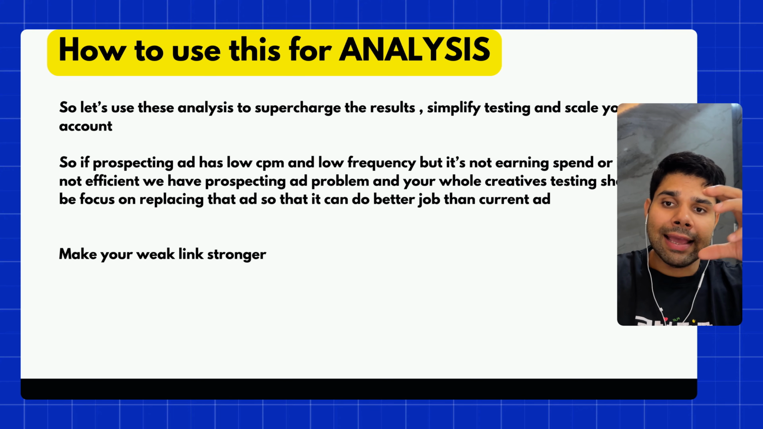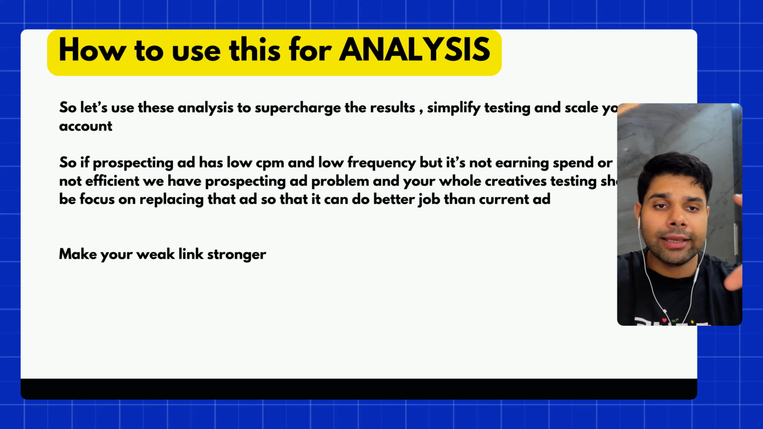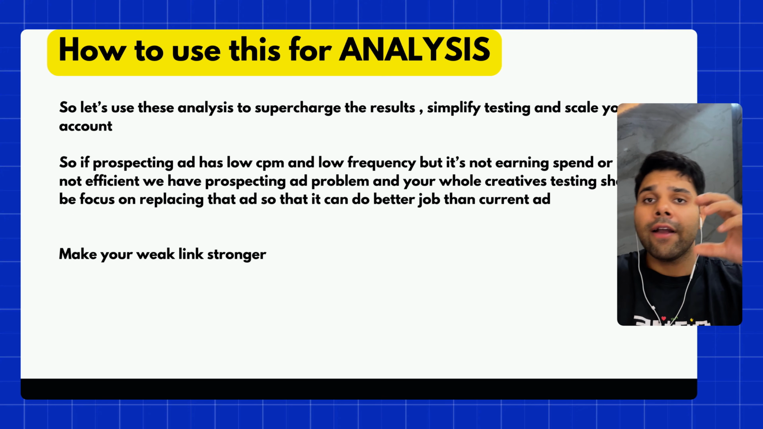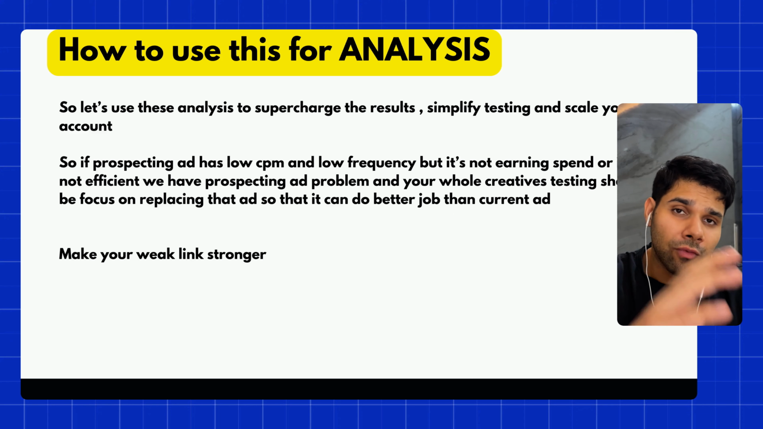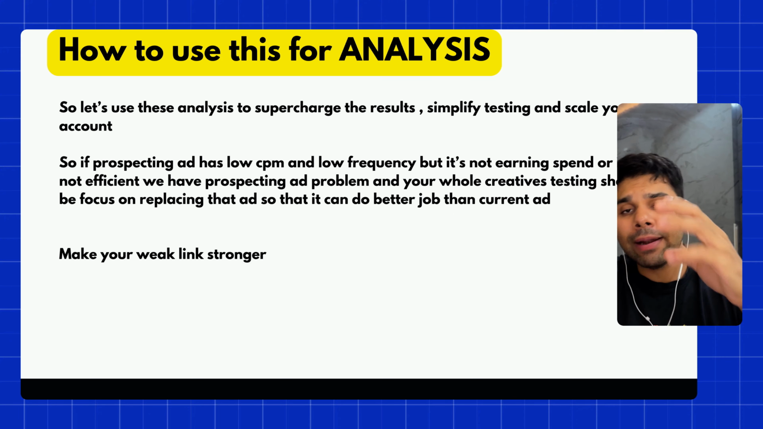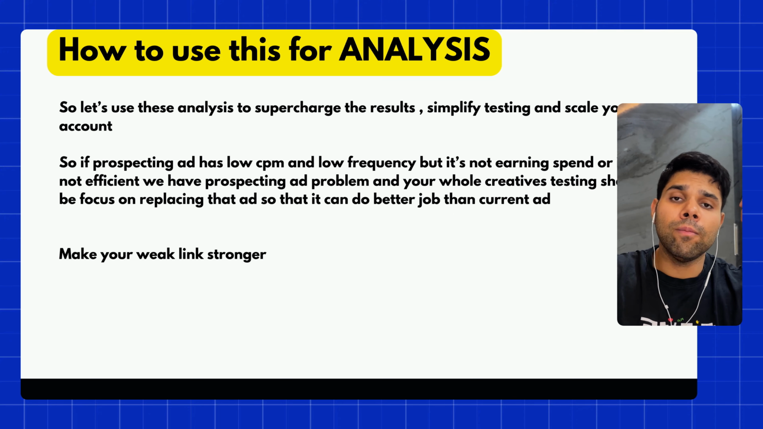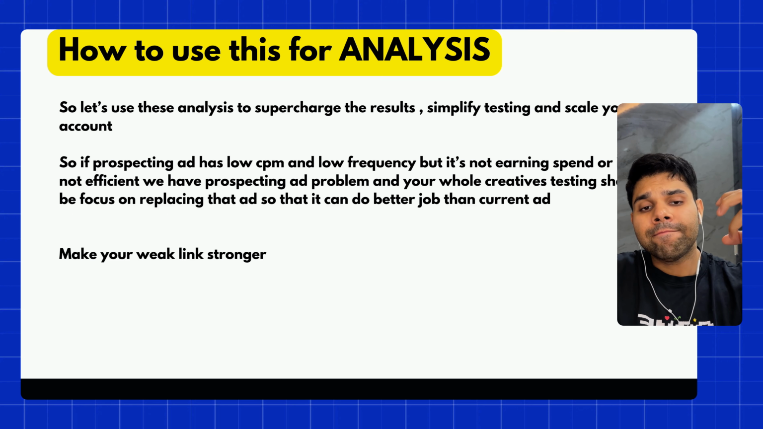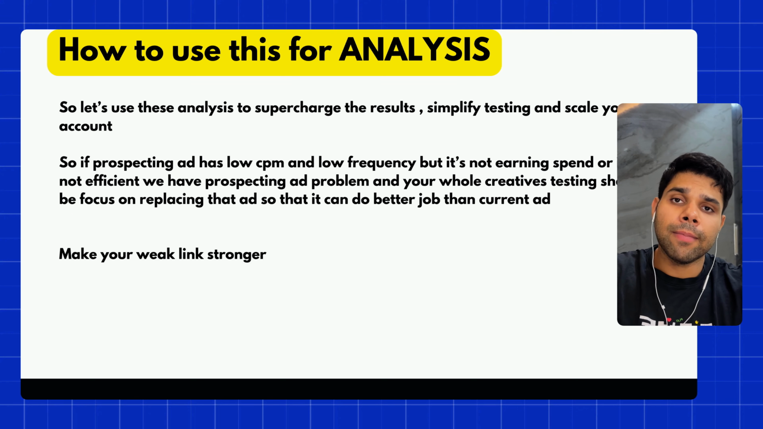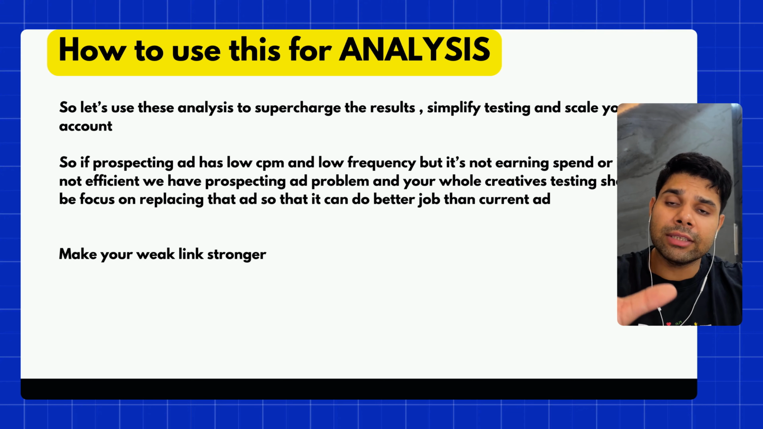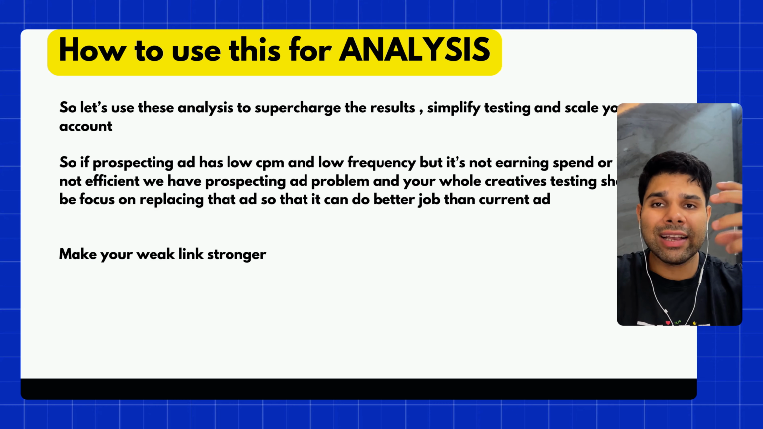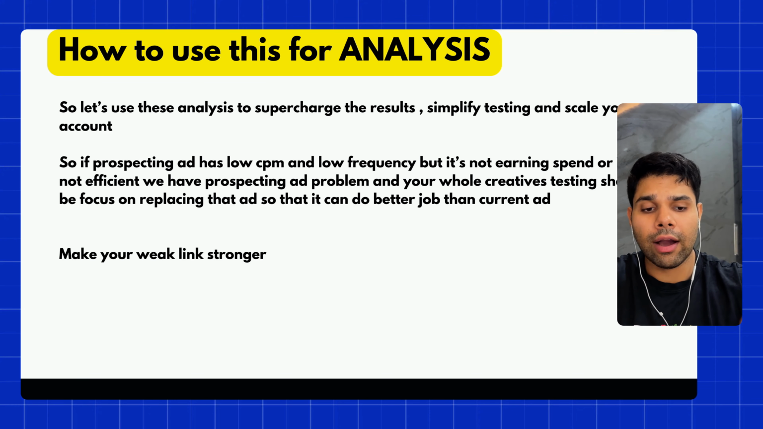So if a prospecting ad has low CPM, right, and low frequency, but it is not spending or it is not efficient, we have a prospecting ad problem, and your whole creative testing should be focused on replacing that particular ad so that it can do a much better job and get more conversions. You need to find your missing link. You need to fix that missing link with a stronger ad.